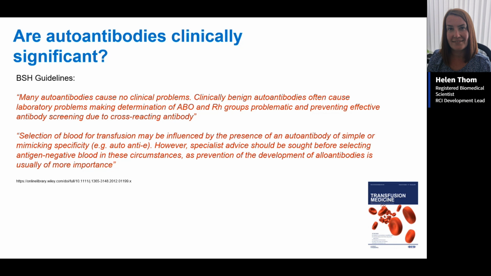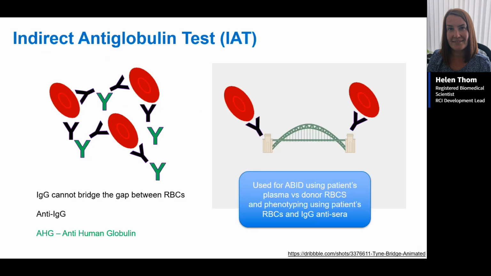But if you look at your guidelines, one of the things they say is that if you do have an autoantibody, you really need to look at the phenotype for your patient, because we don't want to give antigen negative blood for an autoantibody that would cause your patient to be sensitized and produce an alloantibody. Prevention of the development of alloantibodies is usually of more importance. These are things to bear in mind as we go through the talk.